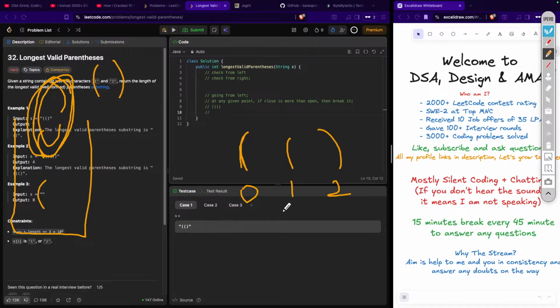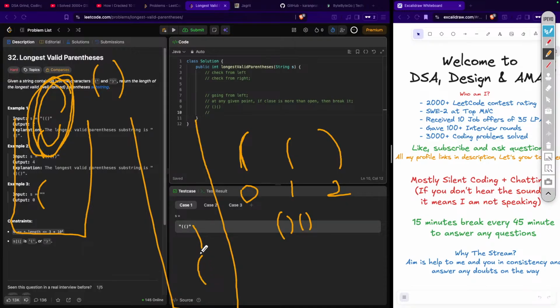But now let me think of this case. In this, the answer should be 4. Correct? What I'm going to do is I push this and I pop it out. And then I push this.